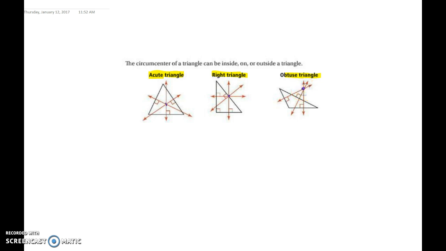This is good for when we go into our next example. It will be good to be able to identify where it's going to appear because it will help for us to solve. So in acute, it's always on the inside. On our right triangle, it's always on. And then our obtuse, it's always on the outside. And now we're going to do an example using this.